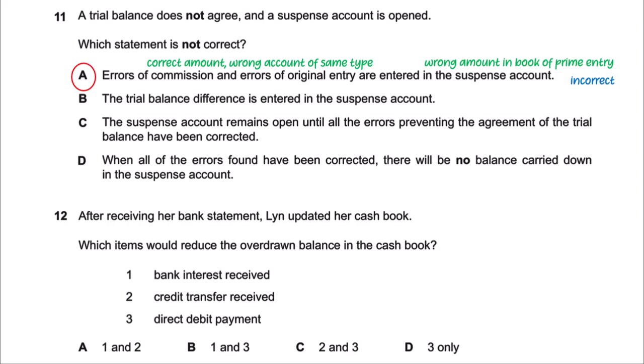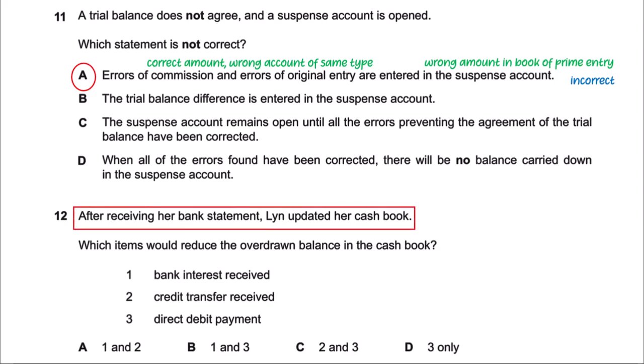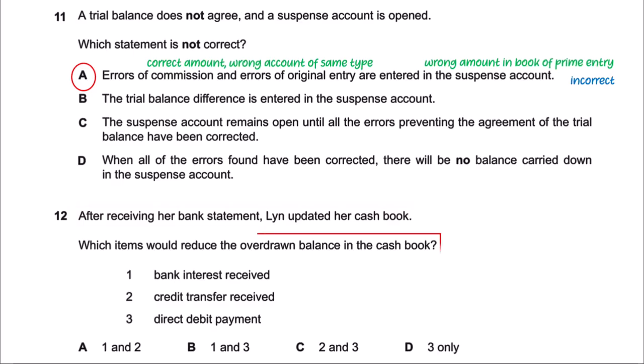Question number 12 is written, after receiving her bank statement, Lynn updated her cash book. Then it is written, which items would reduce the overdrawn balance in the cash book. You must remember that an overdrawn balance in the cash book means the credit side of the cash book is larger. Therefore, whenever we make an entry on the debit side of the cash book, the overdrawn balance will keep decreasing.